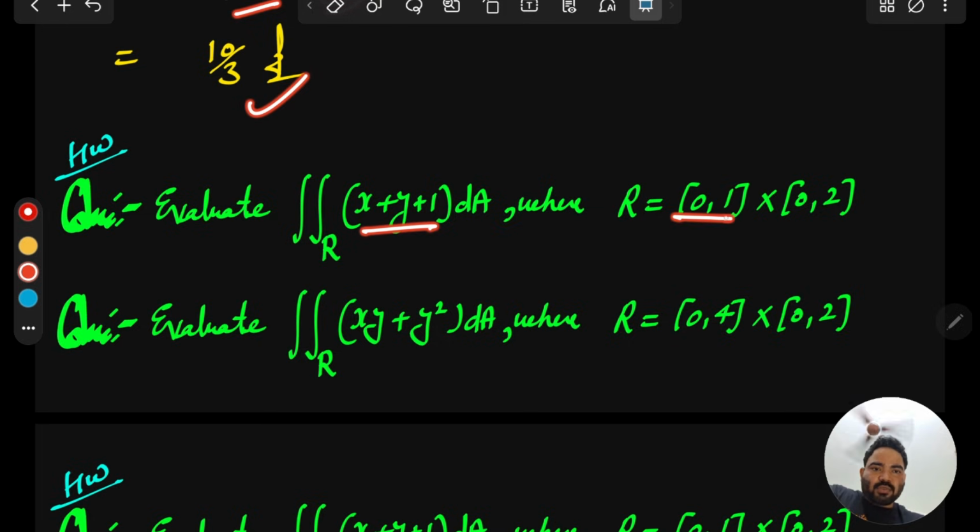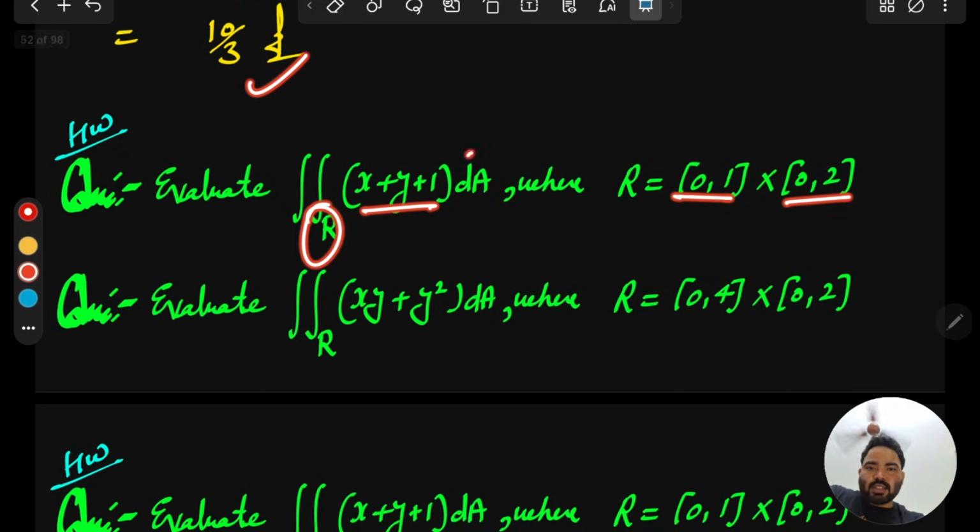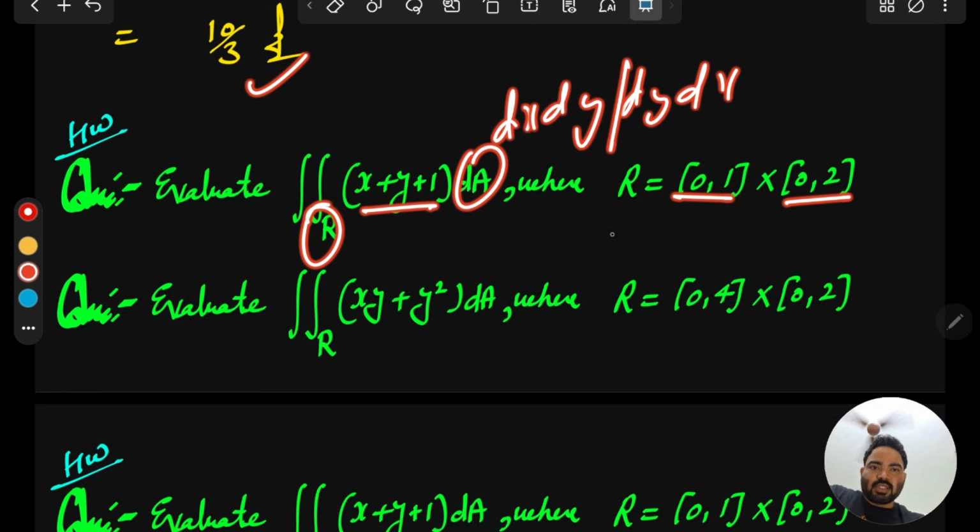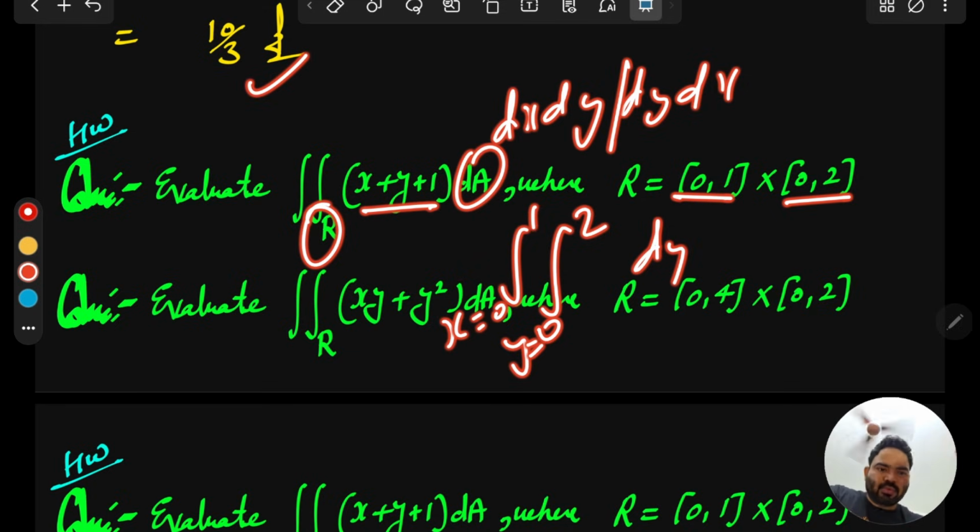This is the surface, and x is moving 0 to 1, and y is moving 0 to 2, and this is the region, and dA represents dx dy, or you can say dy dx. If you are saying dy dx, just put the y limit first, y equal to 0 to 2. If limits are constant, then you can solve in any way, but you have to think about the process. It is always good.